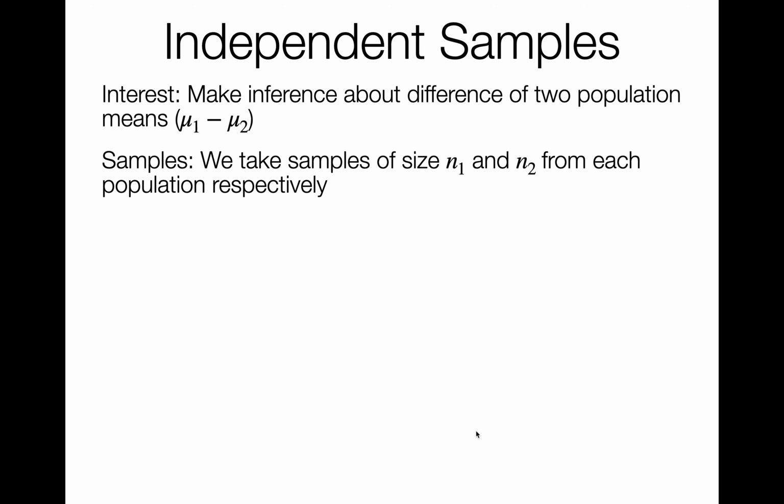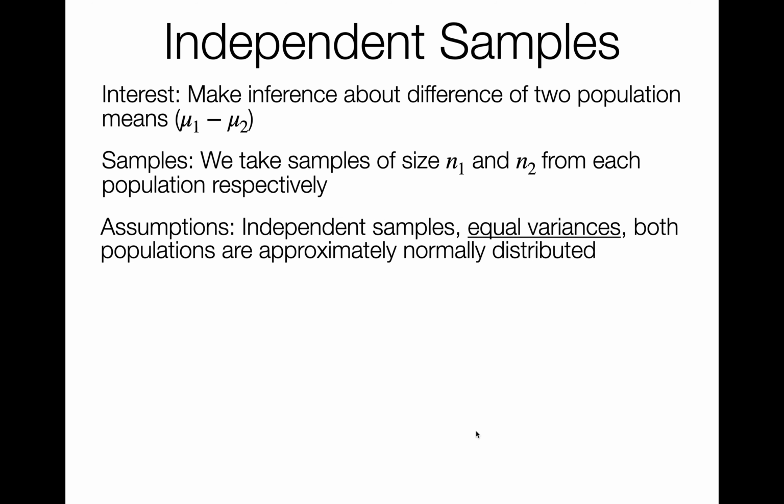The samples that we take are exactly the same as the last time. We take samples, possibly of different sizes, n1 and n2, from each population respectively. So we take samples possibly of different sizes from each population that we're looking at. We have our samples in the same manner that we did in the first case. But here's where the differences happen.